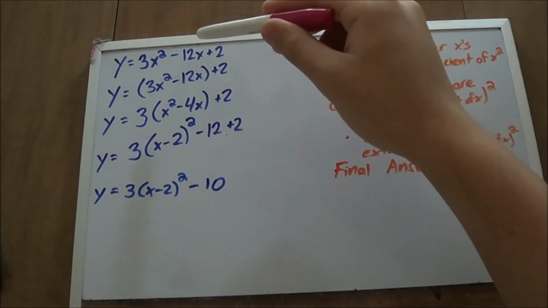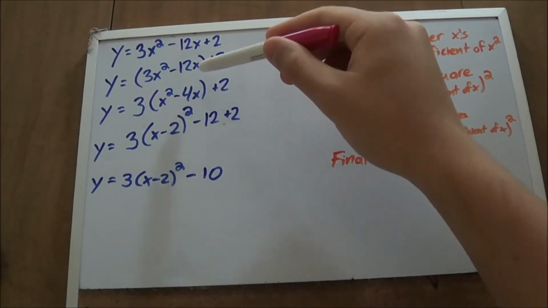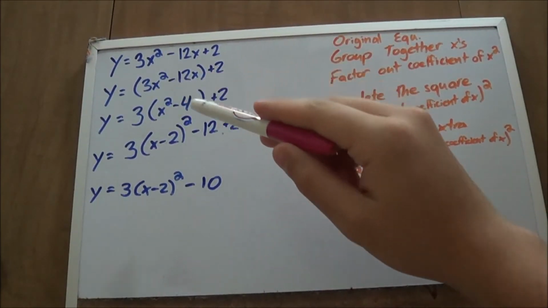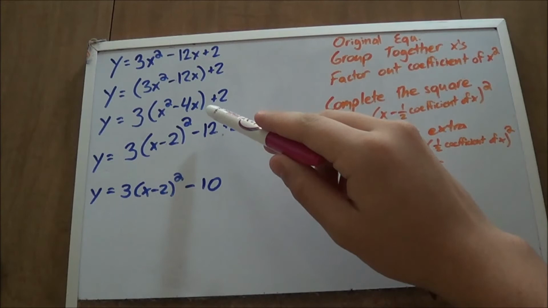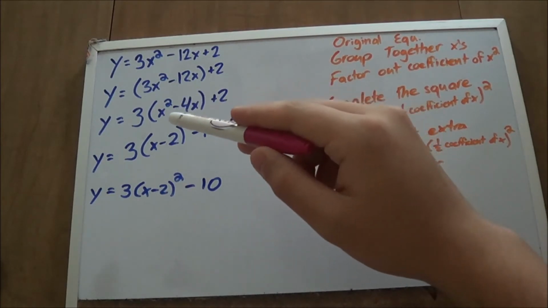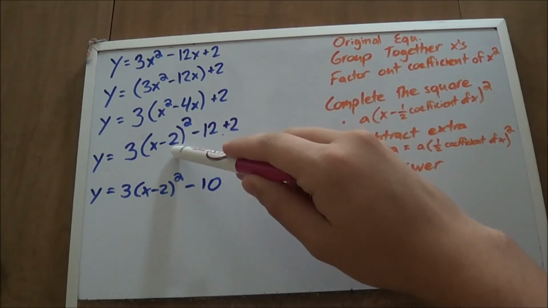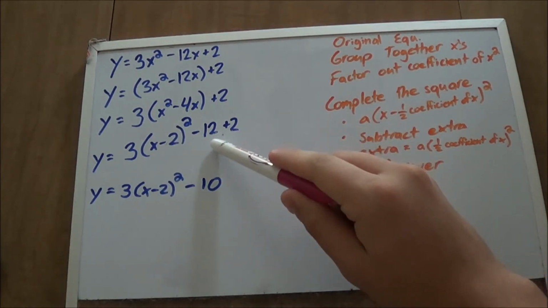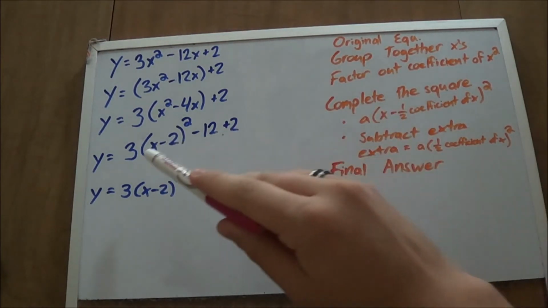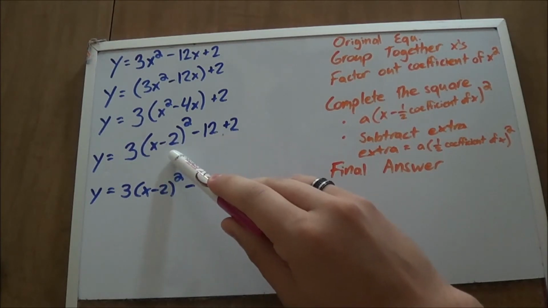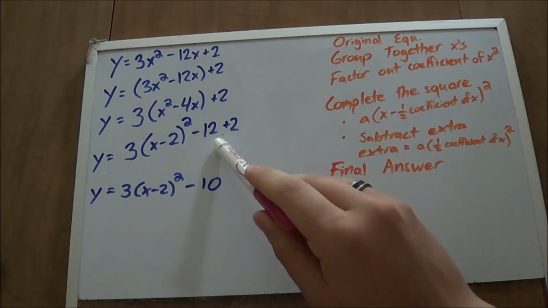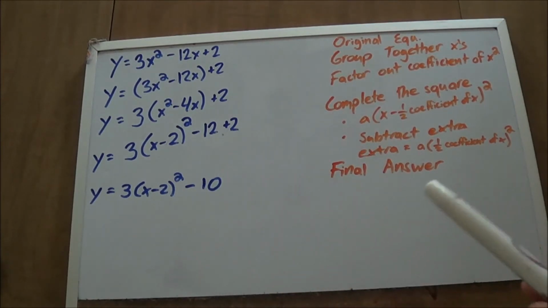First, group together anything with a variable inside the parentheses. Factor out whatever number is next to the x or the y squared. Complete the square by writing it as x or y plus half the coefficient of the x, then subtract the extra, which is going to be the multiplier times whatever number is in here squared. Then subtract this from the constant, and you're done.